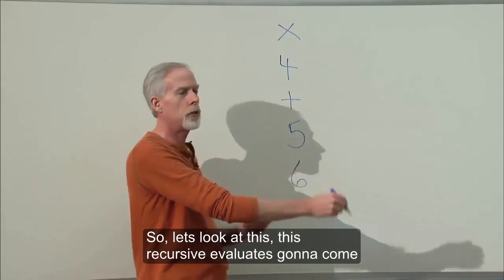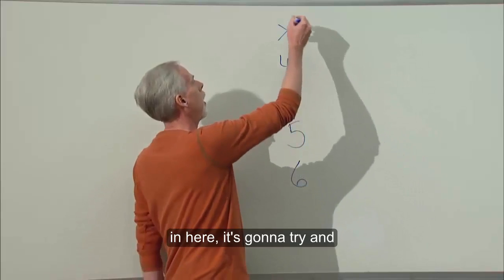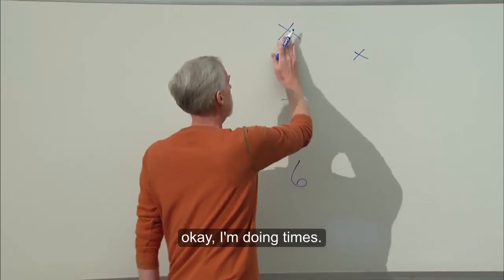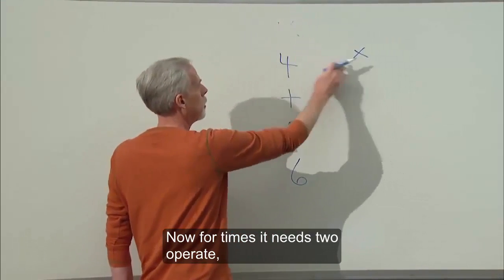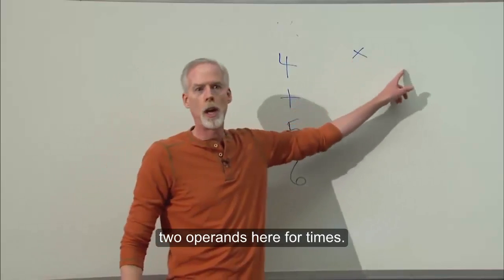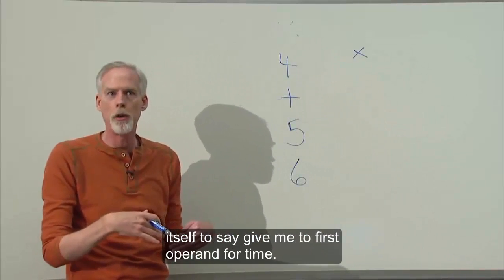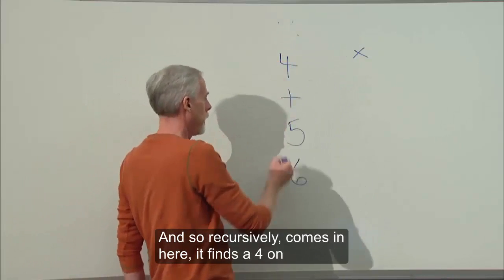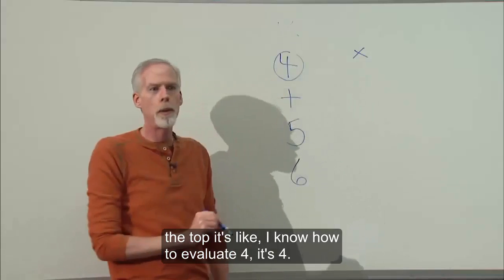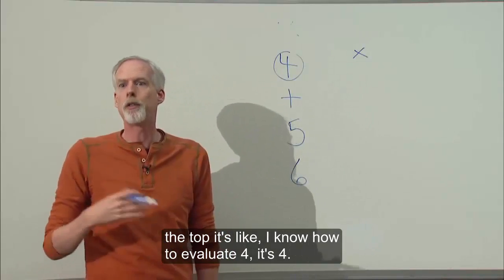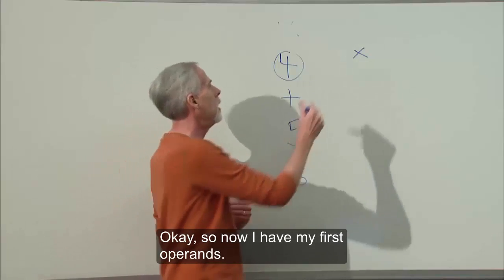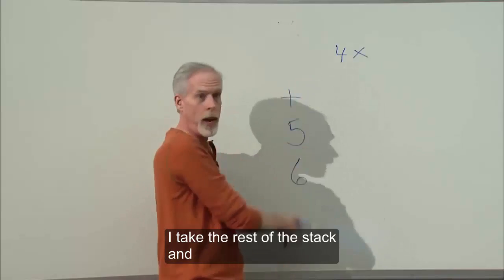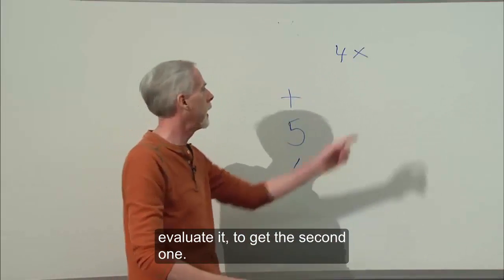So let's look at this. This recursive evaluate is going to come in here. It's going to try and evaluate the top of this stack, which is a times. Okay, so it's like, okay, I'm doing times. Now, for times, it needs two operands. So it recursively calls itself to say, give me the first operand for times. And so recursively comes in here. It finds a 4 on the top. It's like, I know how to evaluate 4. It's 4. So it just returns. Okay? So now I have my first operand. Now I take the rest of the stack and evaluate it to get the second one.